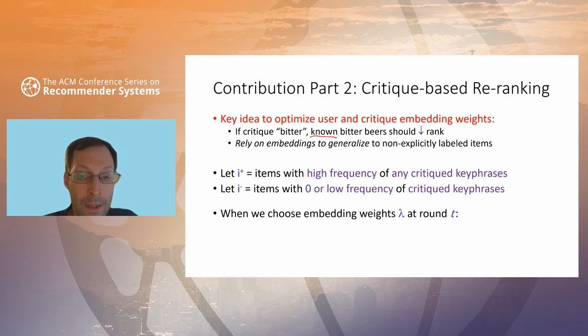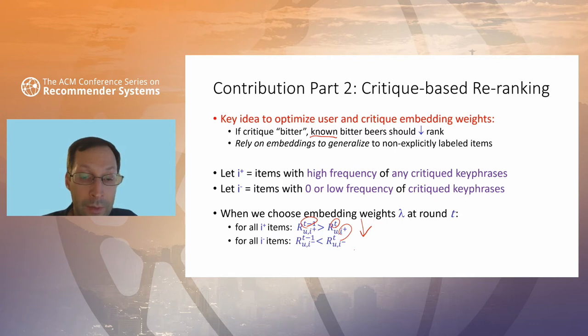So formally, we would like the ratings, we have different iterations of conversational recommendation, time step t minus one and time step t, and we would like the items I plus to drop in rank. The things that were critiqued or known critiques should drop in rank the next iteration t. And the items that should not have been critiqued, we're actually going to want these to increase in rank.